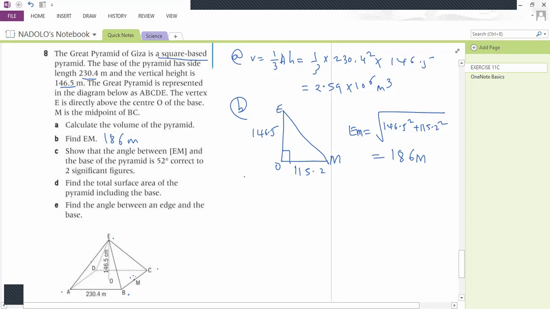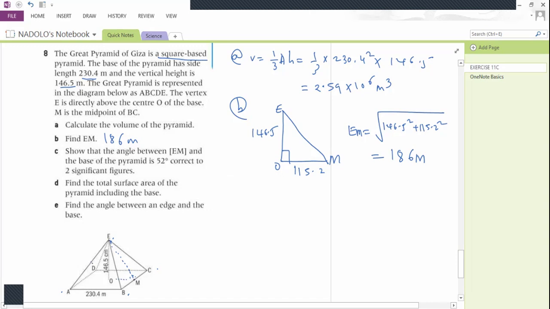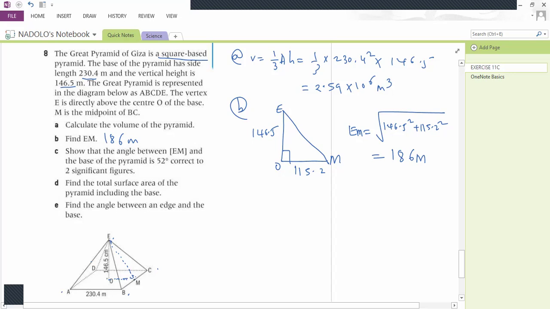The angle between EM and the base will be the angle between the line segment of the edge and its projection. Remember that if you draw EM here, the projection on the base will be OM, because if you draw a perpendicular directly from it, it falls there, so where they meet is OM. So we are supposed to look for this angle M. And we have the diagram here.